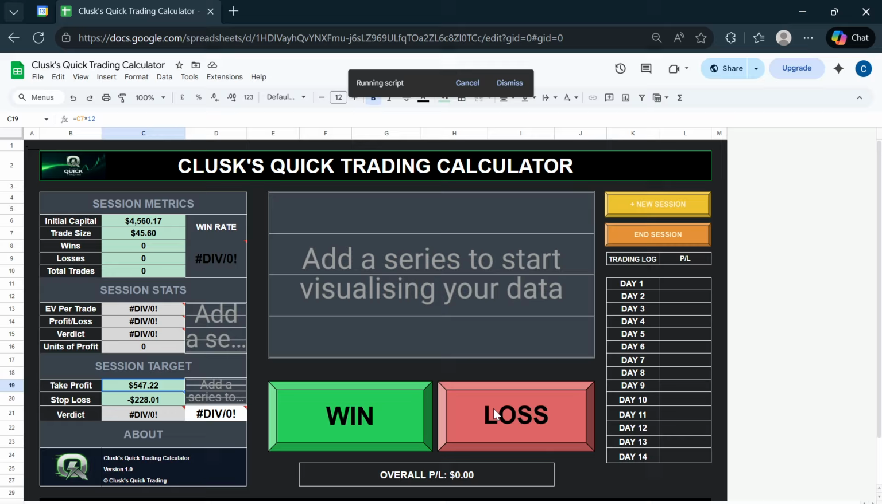Pretty much, you're going to use 1% of your initial capital, and you're going to trade that the entire session. Your take profit should be 12 times what your trade size is, and your stop loss should be 5 times what your trade size is. This ensures that you have a 2.2 risk to reward, and that will allow you to be profitable as long as you have about 52% win rate.